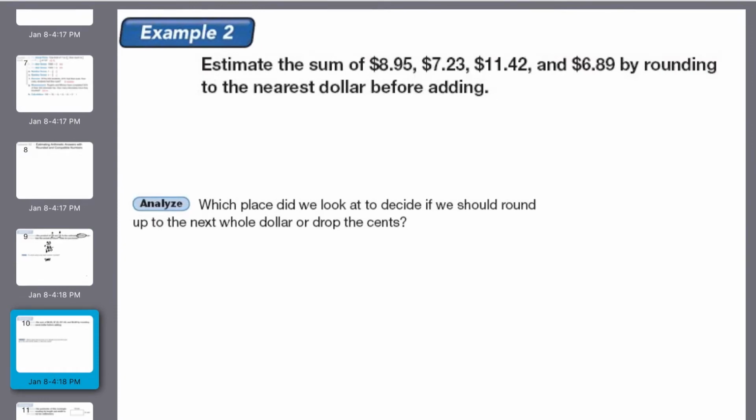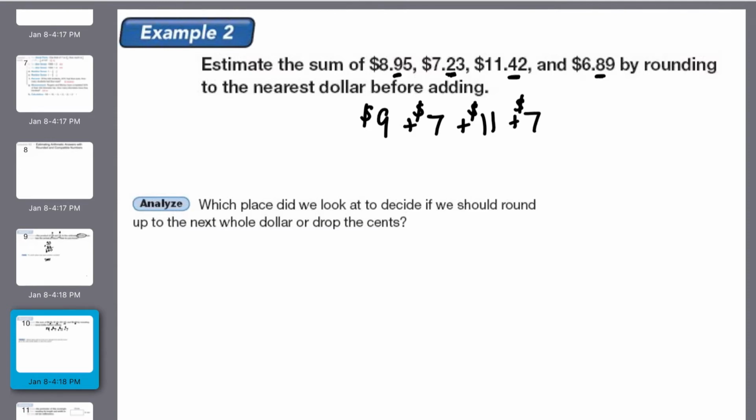Estimate the sum of $8.95, $7.23, $11.42, and $6.89 by rounding to the nearest dollar before adding. Okay, so I'm going to round each number to the nearest dollar. You just look at the next spot to figure out if you round up or down. So since I have a 5 or more, I raise the score, so that'll be $9. Then I have a 2, so I let it rest, 4 and less, let it rest, plus $7, plus round down again, so $11, and then I round up, plus $7.